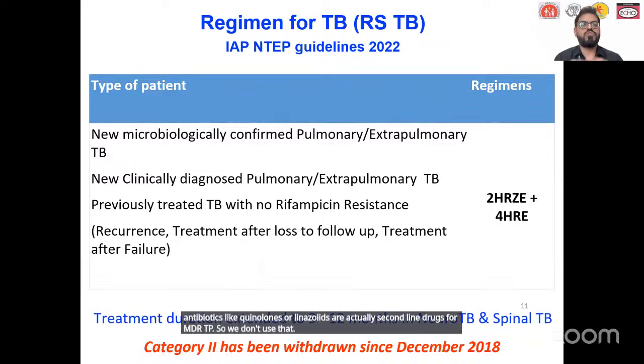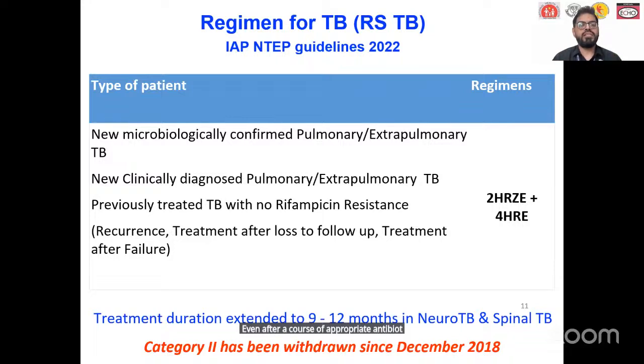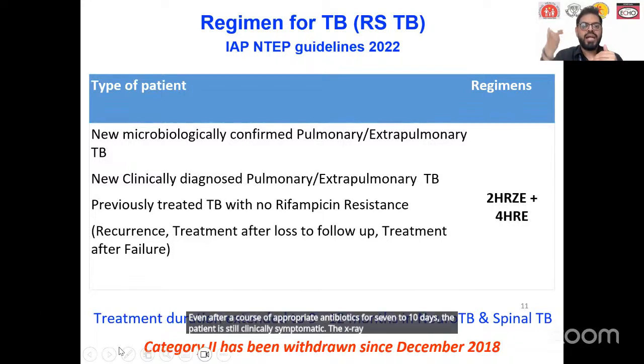Even after a course of appropriate antibiotics for 7 to 10 days, if the patient is still clinically symptomatic and the X-ray is still persistent, that is the time we take a sample for CB-NAT, whether it is a gastric aspirate or a sputum sample, and then the algorithm will follow. As we just discussed, depending upon the NAT positivity or negativity, we would go ahead with the algorithm.